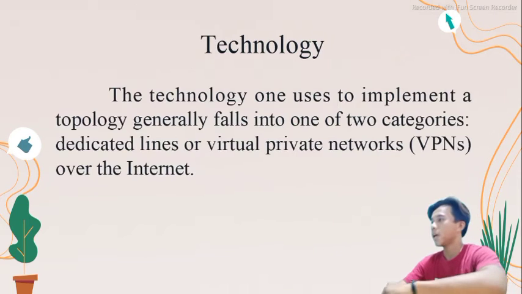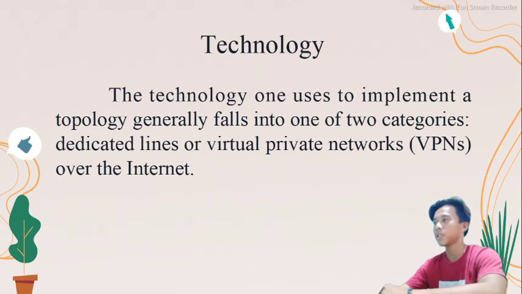Technology. The technology one uses to implement a topology generally falls into one of two categories: dedicated lines or virtual private networks over the internet. With a dedicated line, you lease a network connection between two points. A VPN sends packets over the internet in a way that looks like a point-to-point link to your equipment.